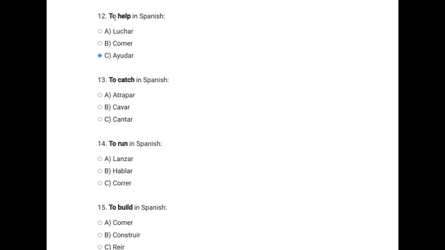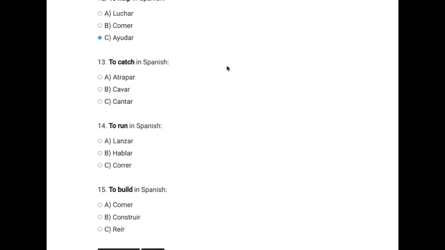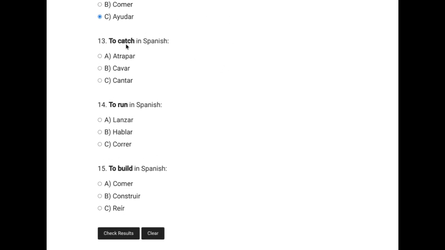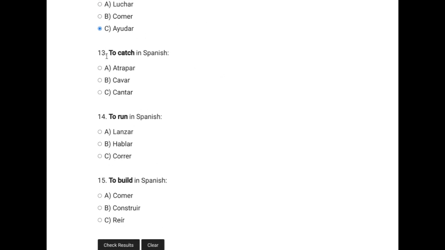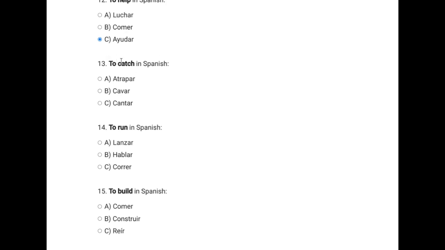Next, we have number 13, where it says to catch in Spanish. We have the options atrapar, cavar, and cantar. Which one would be the correct choice? The letter would be letter A, atrapar. Atrapar is to catch.